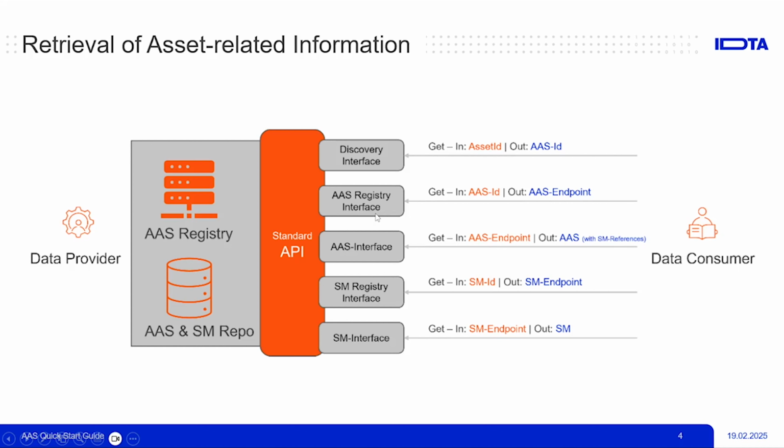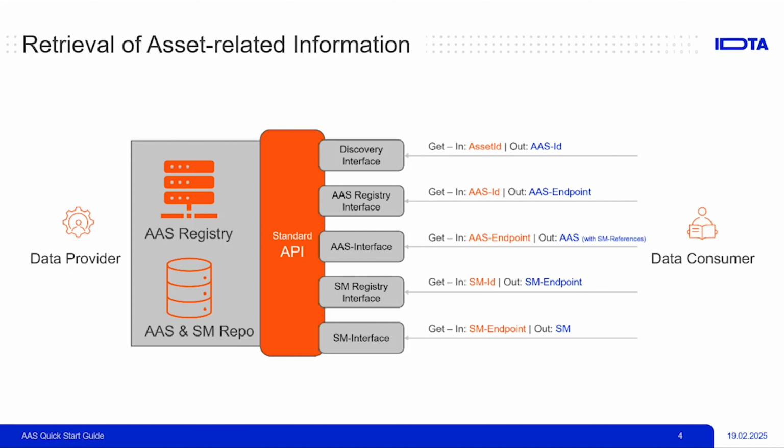Next we have the registry interface. For example, we have the AAS registry or the submodel registry. The registries are nothing but directories where the endpoints of asset administration shells or submodels are stored. For example, if it is the AAS registry, then the shell endpoint is stored. If it is the submodel registry, then the submodel endpoint is stored.